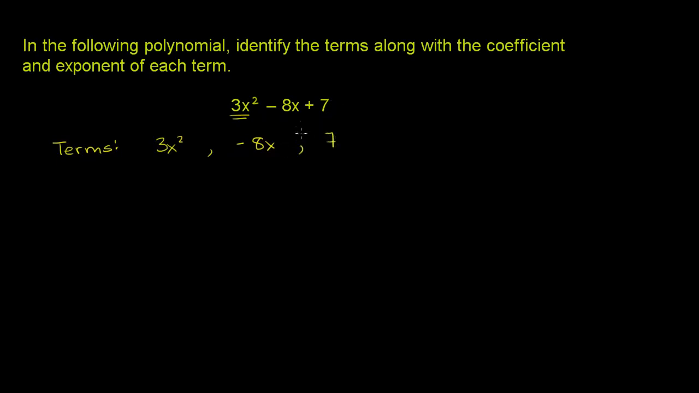It's called a polynomial. Poly, it has many terms. Or you could view each term as a monomial, as a polynomial with only one term in it. So those are the terms. Now let's think about the coefficients of each of the terms.